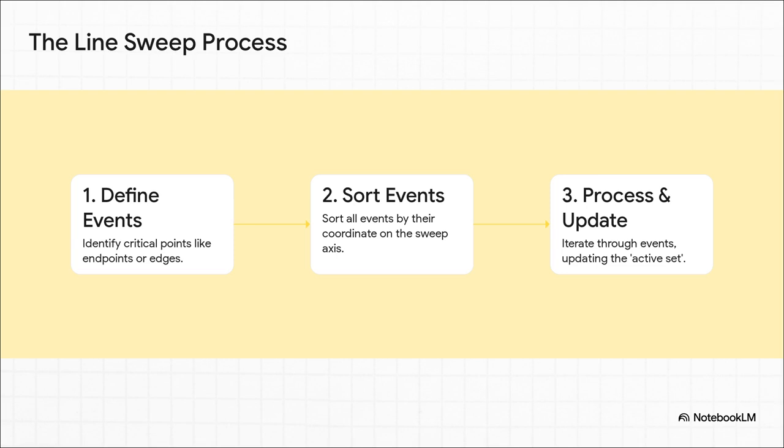Step 2, you collect all these events into one big list, and you sort them. This sorting step, by the way, is why these algorithms are so often O(n log n). And finally, step 3, you just loop through your sorted events one by one. And at each stop, you update a data structure that keeps track of what's currently active, what's currently crossing your sweep line. And that's your active set.